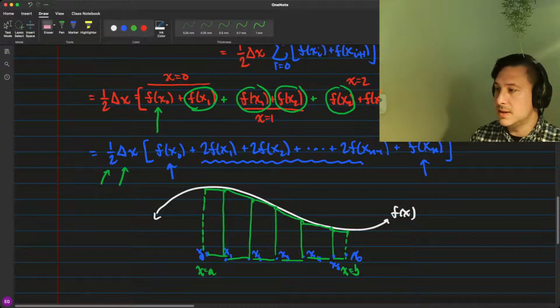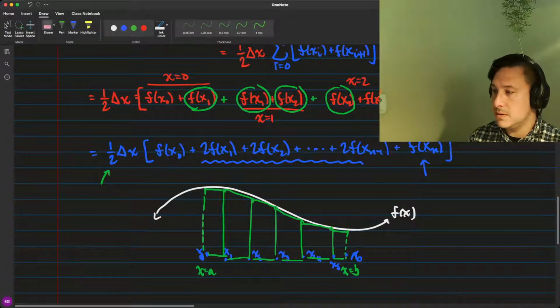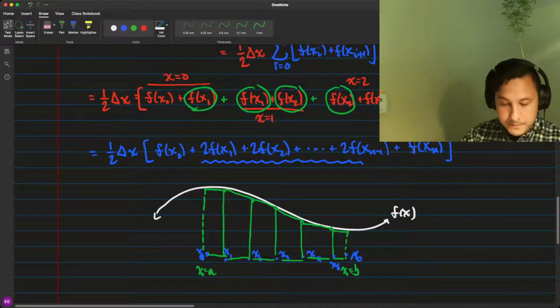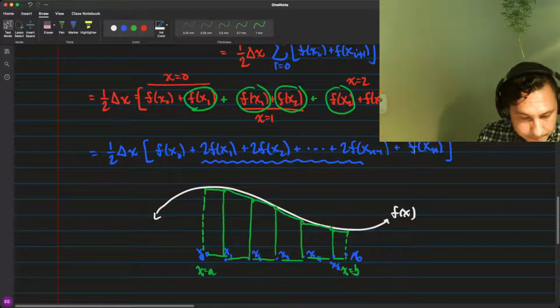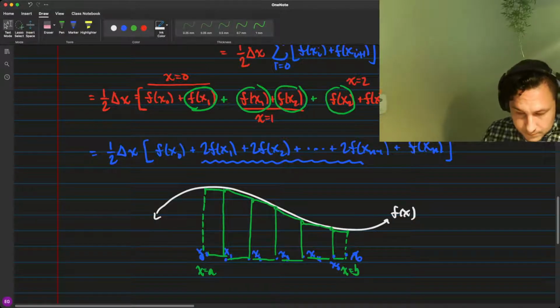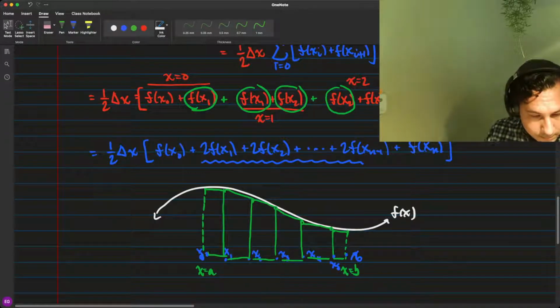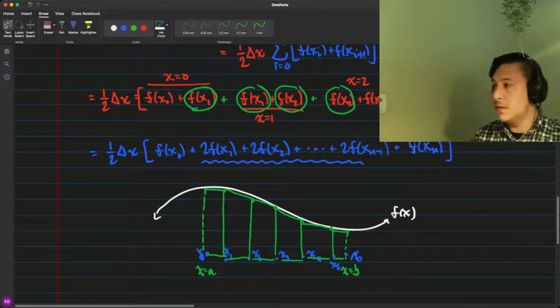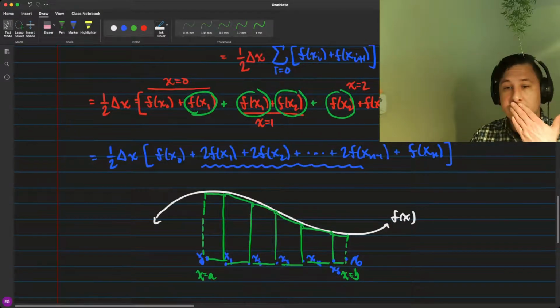Okay, so we're going to do an example here in a moment. I'll give you a moment to write down the formula.